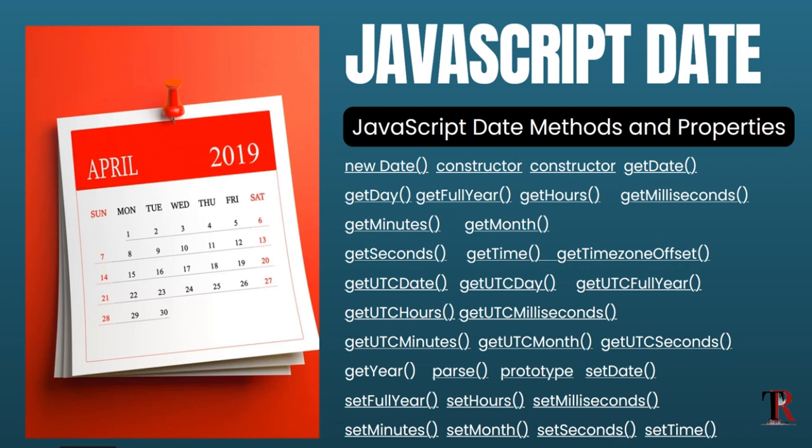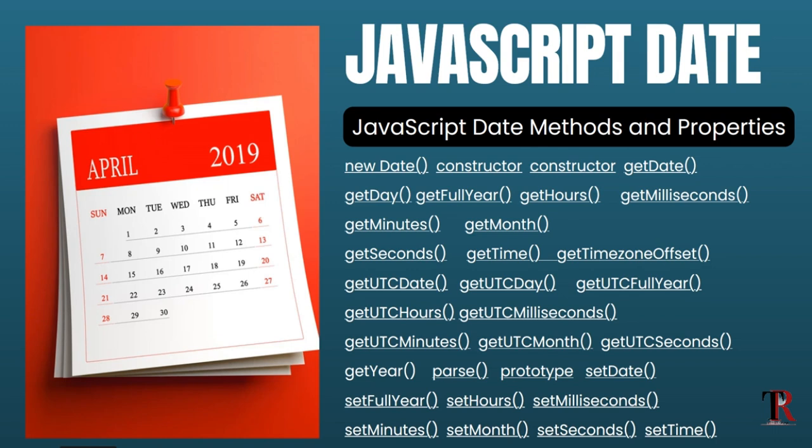Then we have the getFullYear, a method that returns the year. We have the getHours, a method that returns the hour from 0 to 23 to represent the 24-hour system that we have. Then we have the getMilliseconds that returns the milliseconds from 0 to 999.